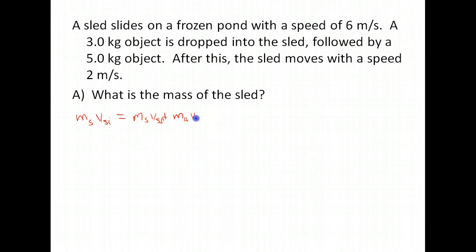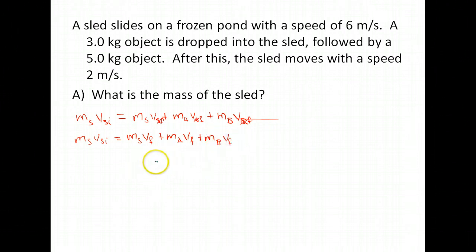So let's say we have the mass of object A times its velocity afterwards. And then we have another object dropped on it, B times its velocity afterwards. All right, so here we've got the beginnings of our equation. Now, we don't need to really worry about separating out these different velocities, because since they're all stuck together, we're just going to have one velocity for this sled. So it really is going to look more like this, with those final velocities.